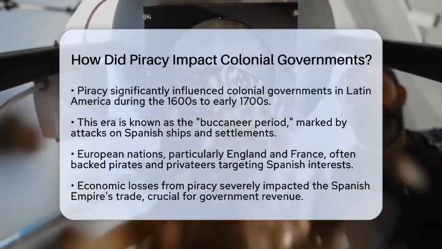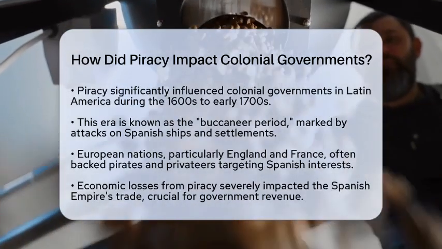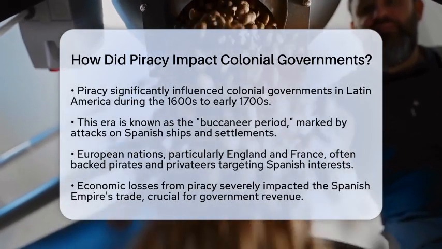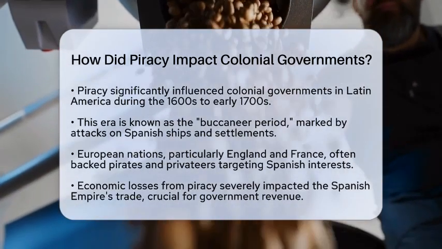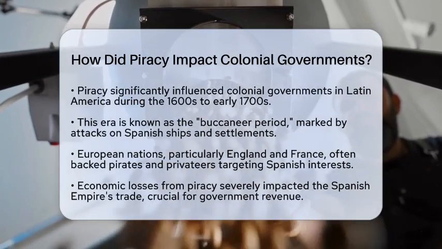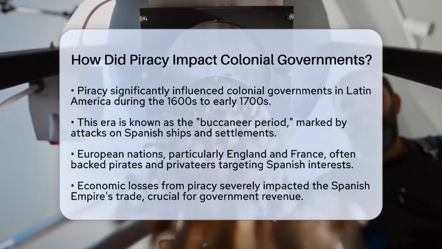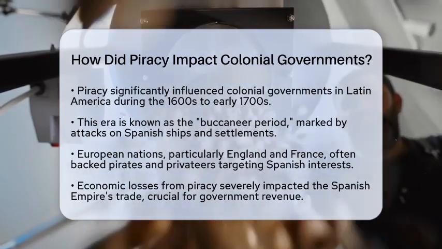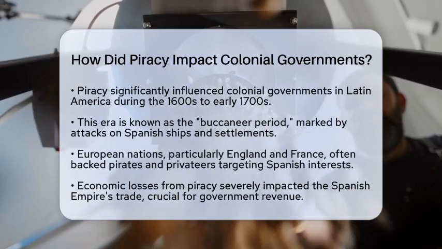During the colonial period, particularly from the early 1600s to the early 1700s, piracy posed a significant challenge to the Spanish Empire. This time is often called the buccaneer period. Pirates and privateers, often backed by European nations like England and France, targeted Spanish ships and settlements.